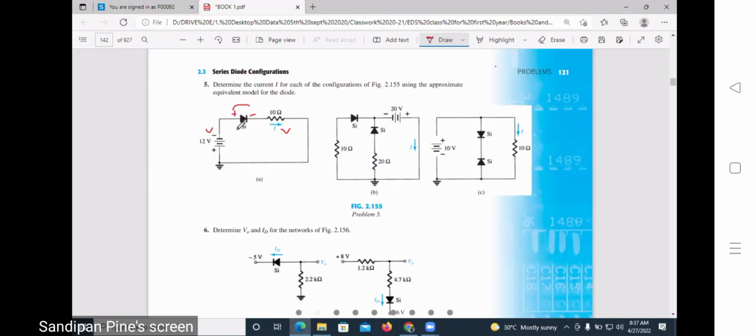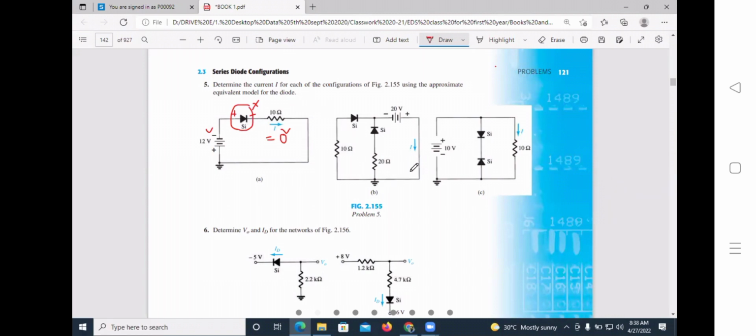In the reverse bias, this diode will be open circuit. So if the diode is open, the loop will be open, so no current will flow. So the answer will be I equals 0. No current will flow. So in this question, the answer is I equals 0 because the diode is reverse biased.